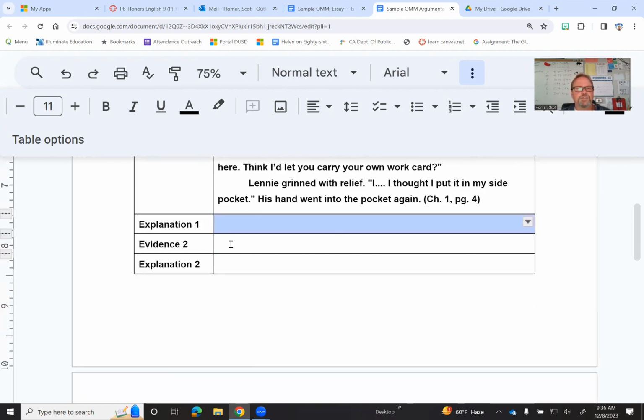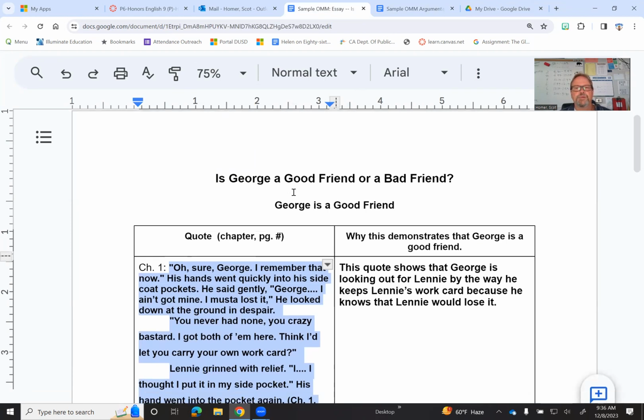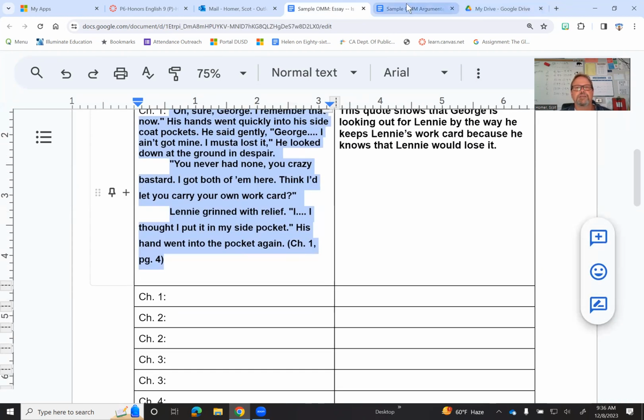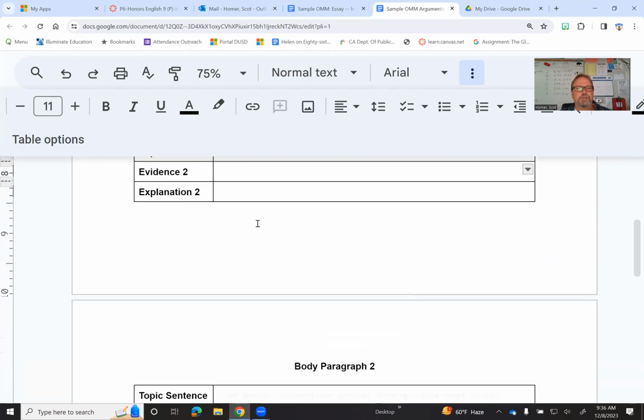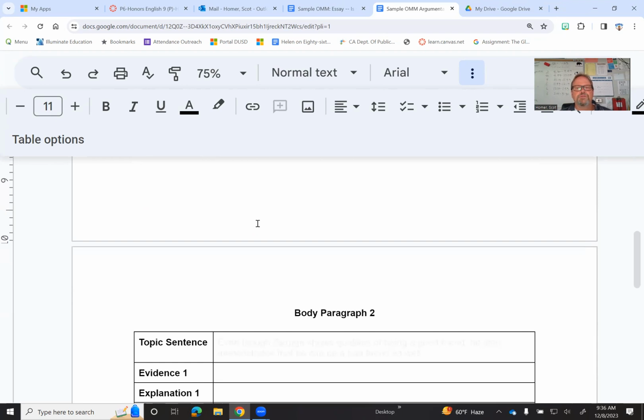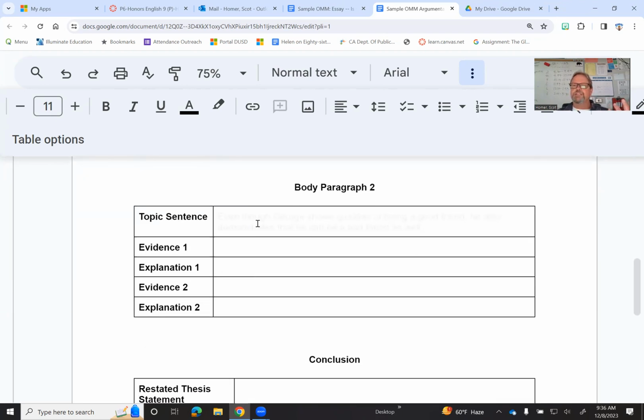Then after you do that, you go add a second piece of evidence. So you go back to your George is a good friend, bad friend assignment, pick another piece of evidence, and then you do the same thing. Okay, now when you get to the next body paragraph, this is where you still have to acknowledge the other side, okay? Because it just would not be academically correct if you didn't at least acknowledge the other side.